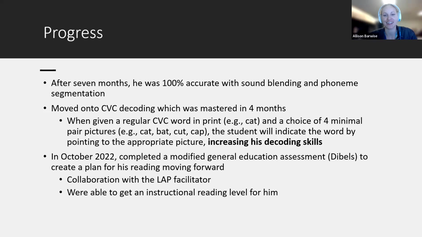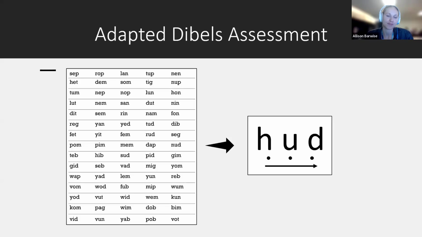So he sees the K, he does the sound, and it just really shows he's trying to attack them from that standpoint and not just having only sight words to try to support his reading.